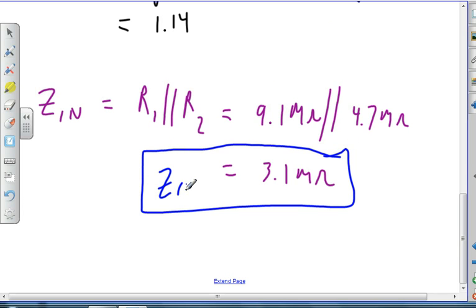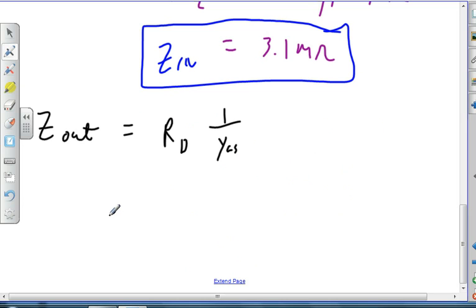Z in. And then for our third answer, we want Z out. And we find on page 730 again that my Z out is RD in parallel with 1 over YGS. And now we've got to go figure out what YGS is, because I don't have any YGS.